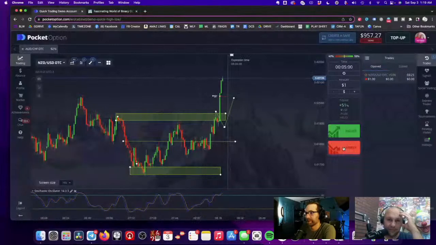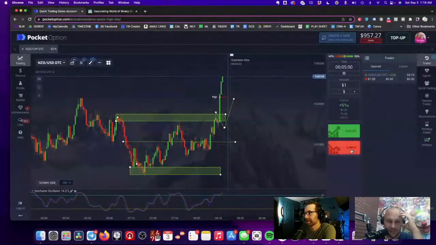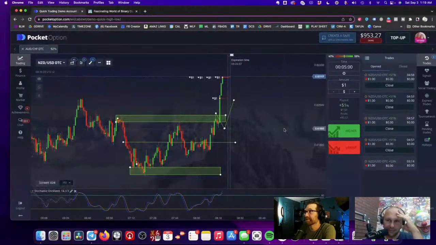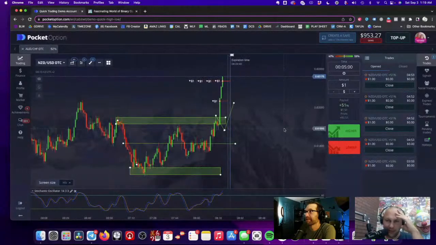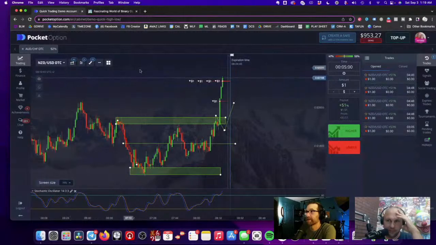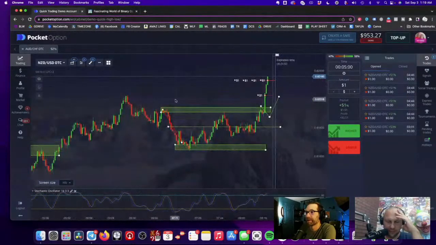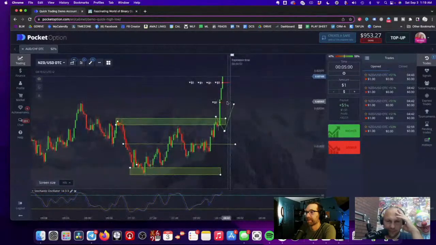So here's what I'm going to do. I'm going to take my martingale trade. That's a nod to Christian right there. Well, it would have been the same as just upping your trade. It's a trend surf in 1-minute candle.